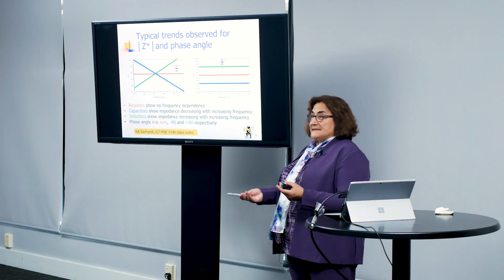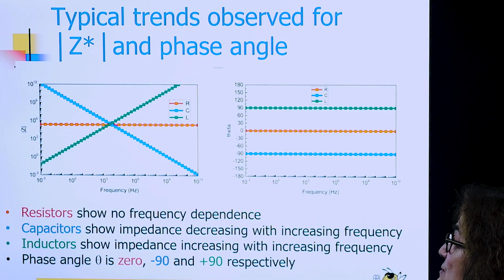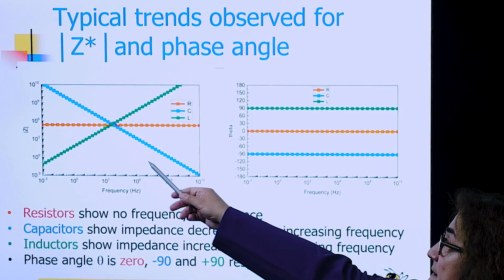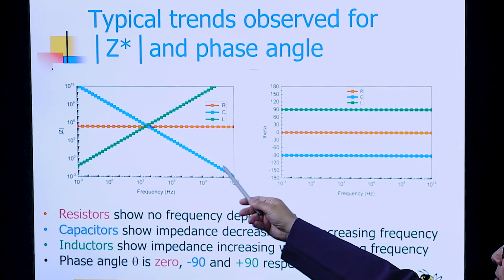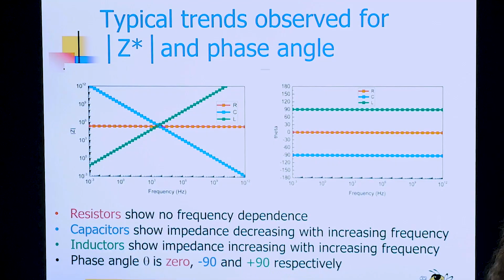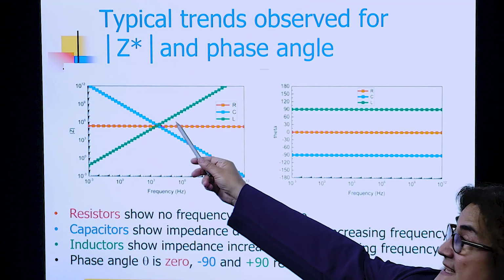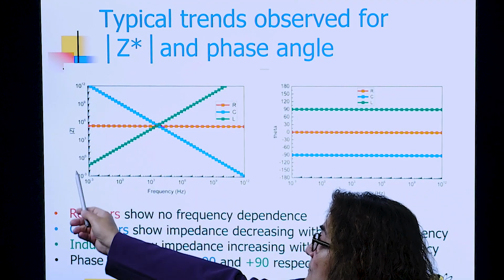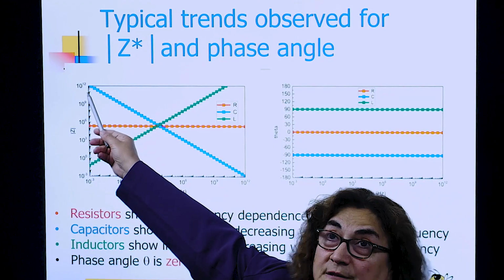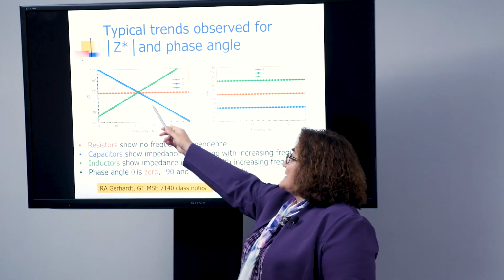So let's start with the basics. When we look at impedance, we want to first look at the impedance magnitude. As shown on the graph here on the left, the red line, which is frequency independent, is representative of that of a resistor. The blue line shows the impedance. Please note that this is on a log scale. It's going from 10 to the minus 3 to 10 to the plus 12. This is arbitrary. These are just simulated data.